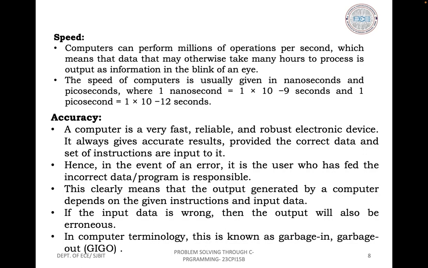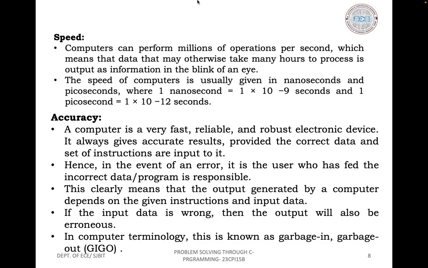Speed. Computers can perform millions of operations per second, which means that data that may otherwise take many hours to process is output as information in the blink of an eye. So the speed of computers is usually given in nanoseconds and picoseconds, where 1 nanosecond is equal to 1 times 10 power minus 9 seconds, and pico means it's 10 power minus 12 seconds.